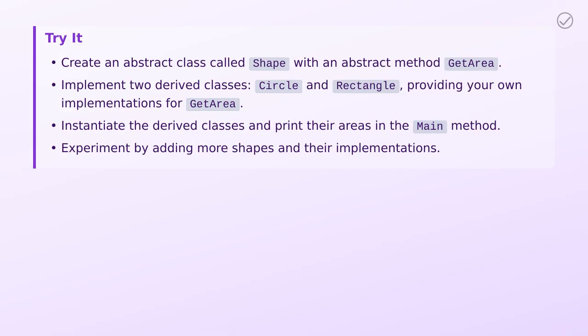Go ahead and work through this exercise. First, create an abstract class called Shape with an abstract method getArea. Also, implement two derived classes, Circle and Rectangle, providing your own implementations for getArea. Also, instantiate the derived classes and print their areas in the Main method. Finally, experiment by adding more shapes and their implementations.